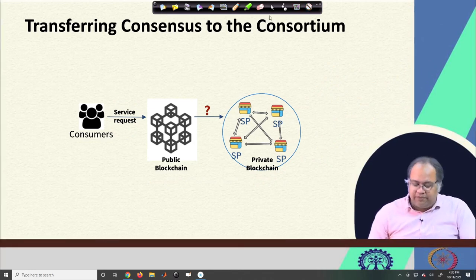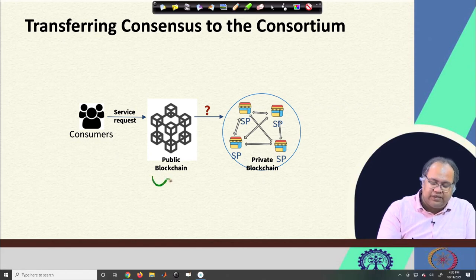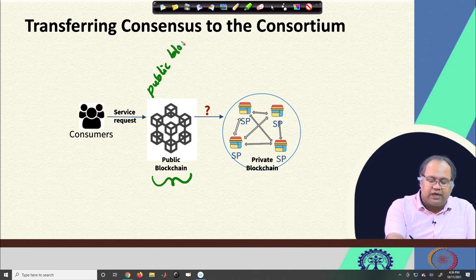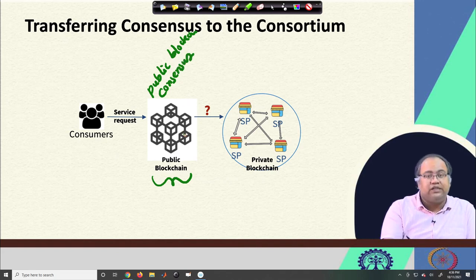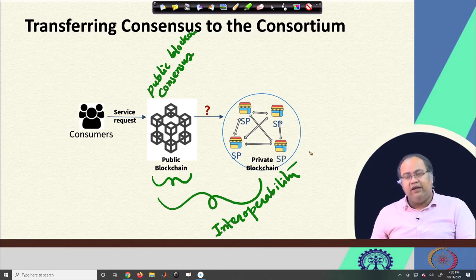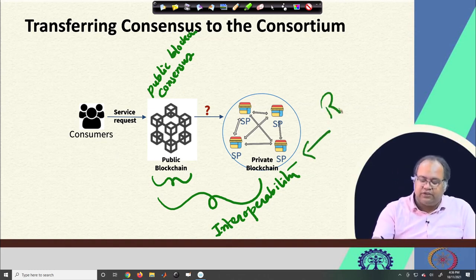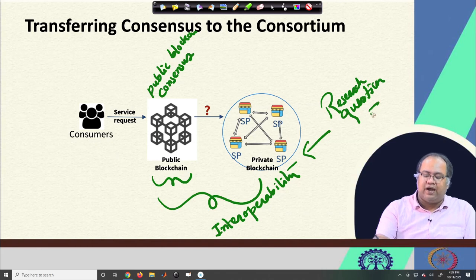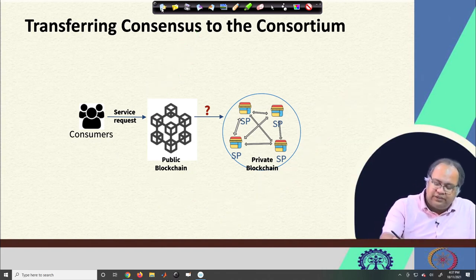Then the question comes: the consumer request has been added to the public blockchain through the public blockchain consensus mechanism, that is good. But how will this consensus get transferred from the public blockchain to the private blockchain? For this purpose we need some interoperability mechanism, which we talked about earlier. This is one of the research questions that we have tried to address in this work. This is the first one.